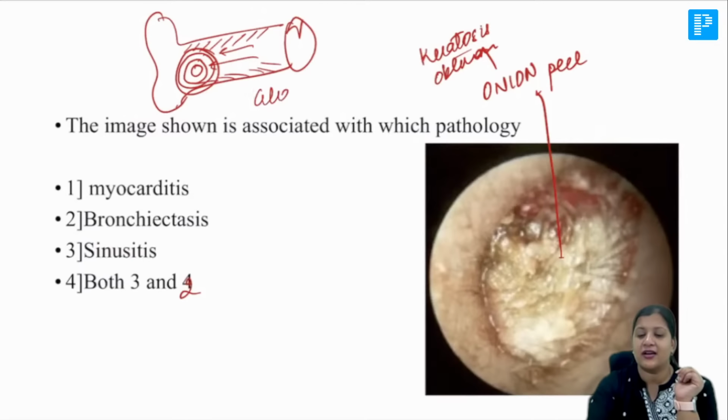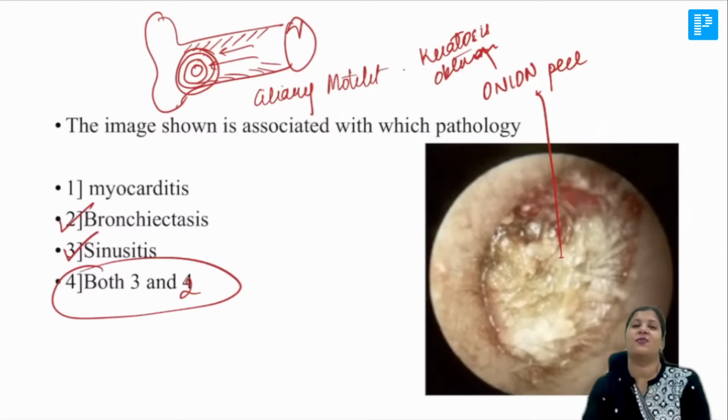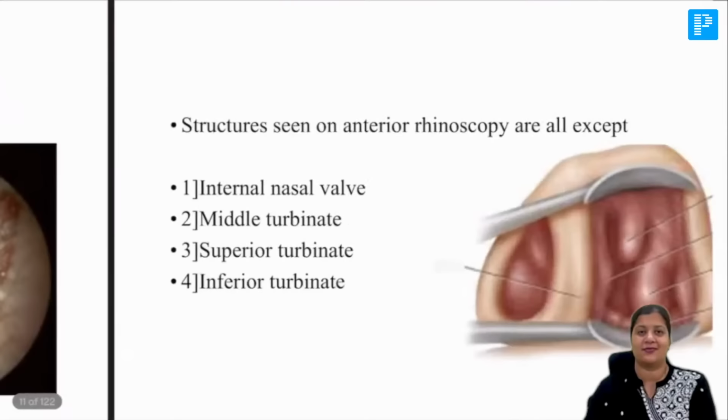So which are the conditions which are associated with ciliary motility disorders? It is going to be your bronchiectasis and sinusitis. So the answer is going to be both 2 and 3.